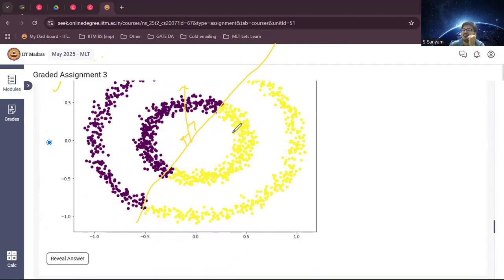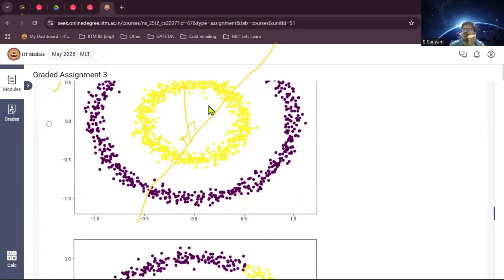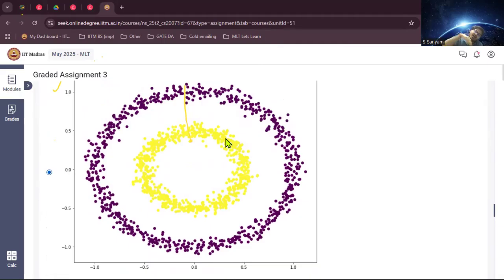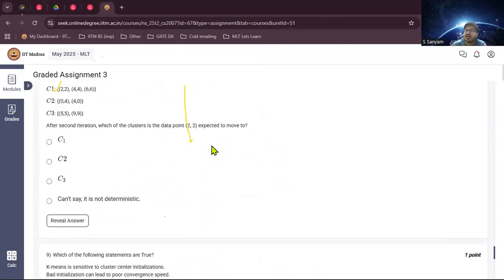But here both the half spaces and the cluster centers are in the same direction, upward. That's why this will be the answer.